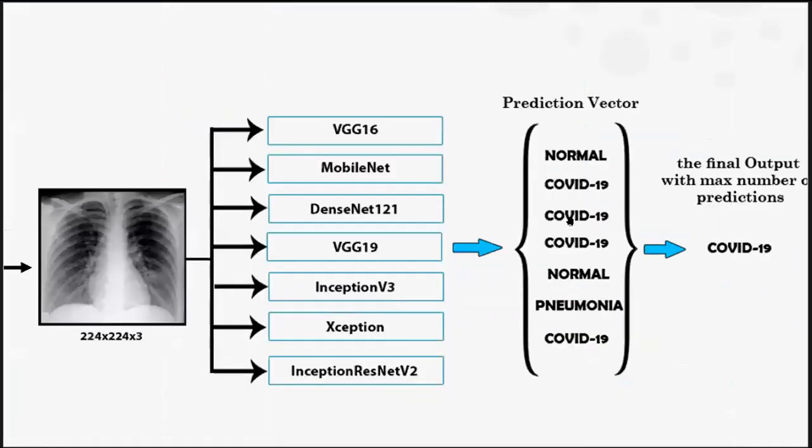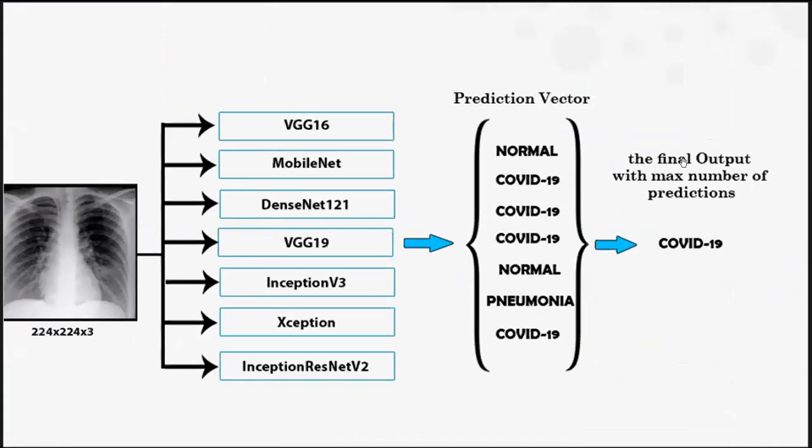A prediction vector is obtained, and for the final output, we take the result of the prediction vectors. For example, if we have 3 COVID-19, 2 normal and 2 pneumonia predictions, the final output will be COVID-19.